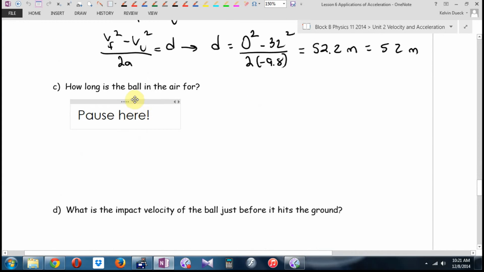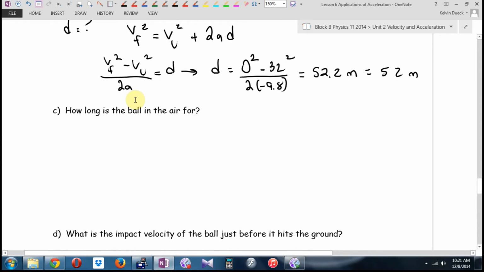And we got to part C. How long is the ball in the air for? Now, normally I would not bother redoing this because I have it all on the same page. But since it's been a weekend, to jog our memory, let's first of all say, what is part C asking me to find? How long? What's that? Time. Let's write down T equals question mark.